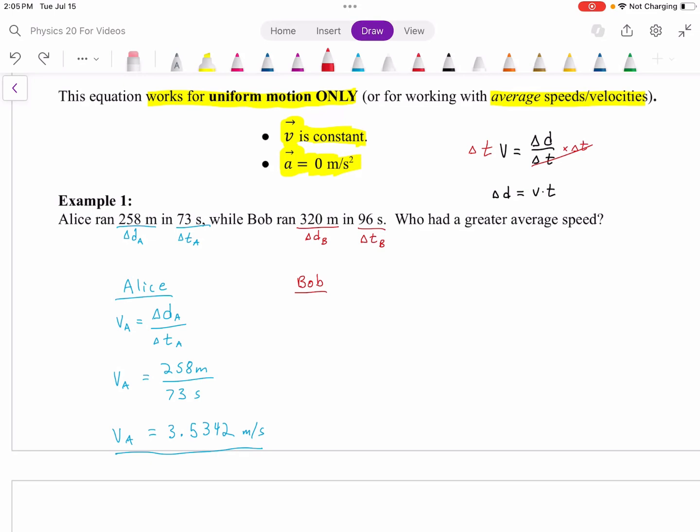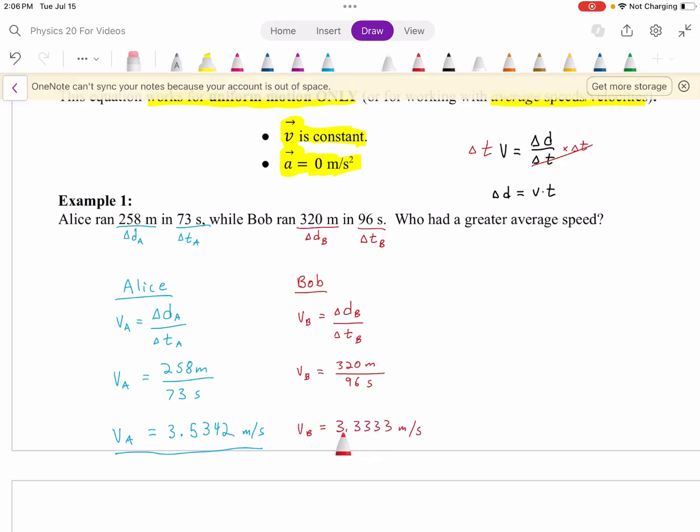Okay, now let's calculate Bob's. Bob traveled 320 meters, and that took him 96 seconds. So we get that Bob's average speed was 3.33333 meters per second. Aha, so always be careful here, right? You want to make sure you've actually answered the question. So I always tell students, once you've done your calculations, make sure you go back and read the question one more time to make sure you've really covered what it asked you, right?